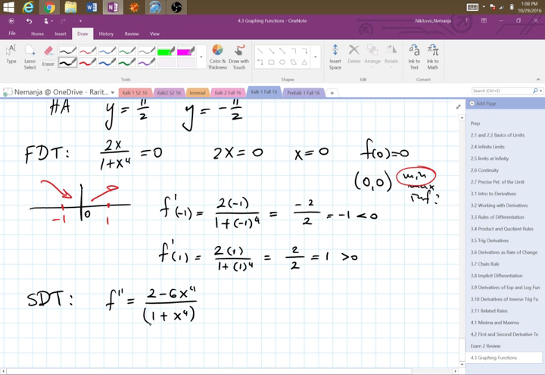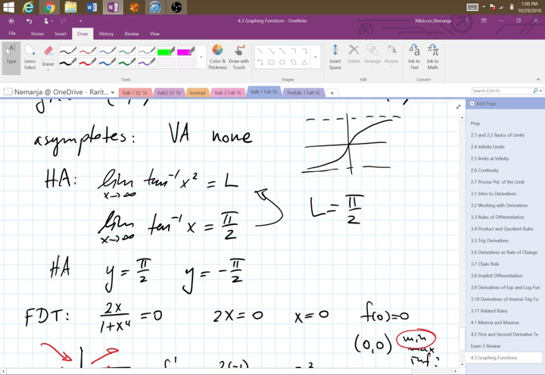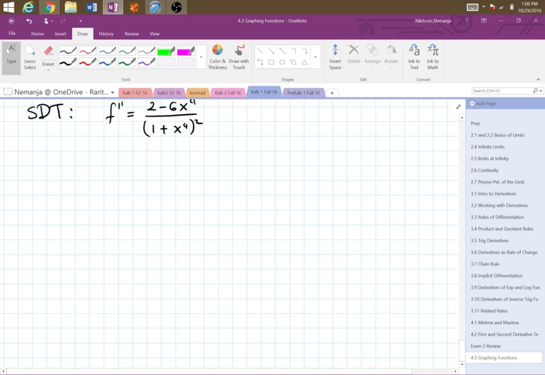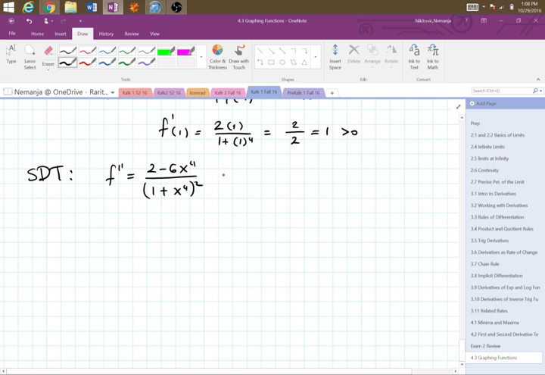What can I do? I think this is the correct derivative. And now we set this equal to 0. Not a problem, right? Just 2 minus 6x to the 4th equal to 0. And we have 6x to the 4th equals 2. X to the 4th equals 1/3. And then finally, x is equal to plus minus 4th root of 1/3.